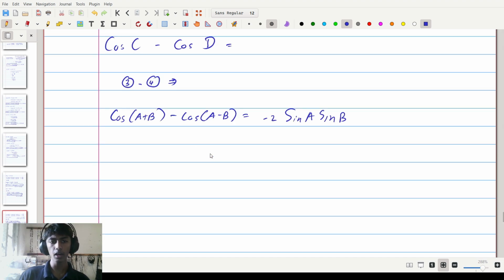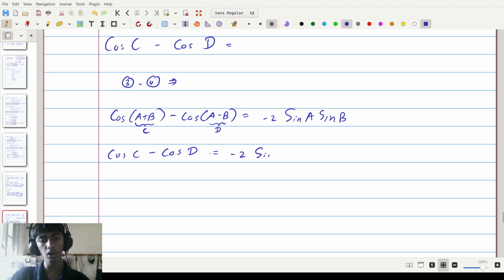Alright, all good. Now all we need to do is replace the variables, because we don't want cosine of A plus B minus cosine of A minus B. We want cosine of some angle C minus cosine of some angle D. So replacing A plus B with C and A minus B with D, we can write that cosine of C minus cosine of D for some angles C and D is equal to negative 2 sine of whatever A is times the sine of whatever B is. Now recall, we want to redefine A and B in terms of C and D, because we want the formula to be in terms of C and D.